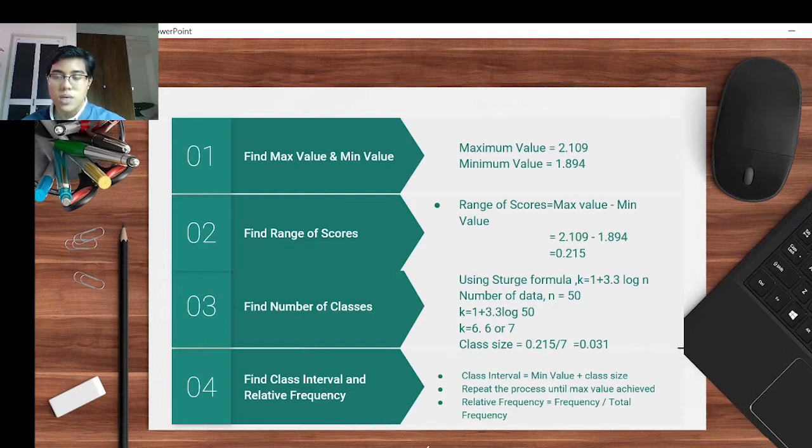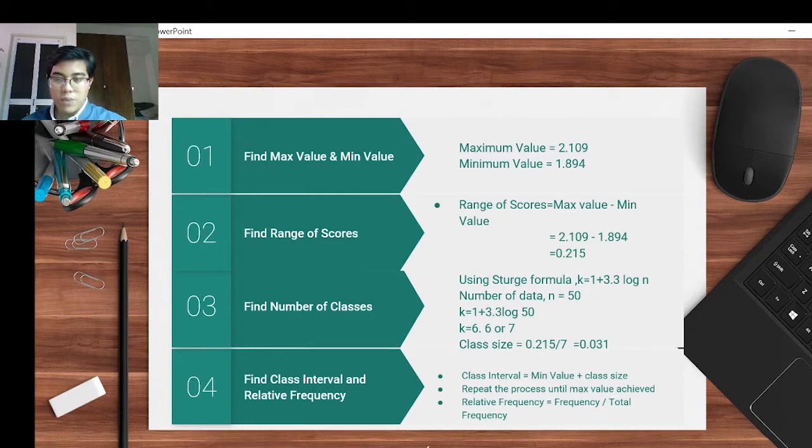Then we need to find the number of classes by using Sturges' formula: K equals 1 plus 3.3 log n. N is the number of data, which is 50, and K is the number of classes. Then from the formula, we can find the number of classes, which is 7 after we round the 6.6.